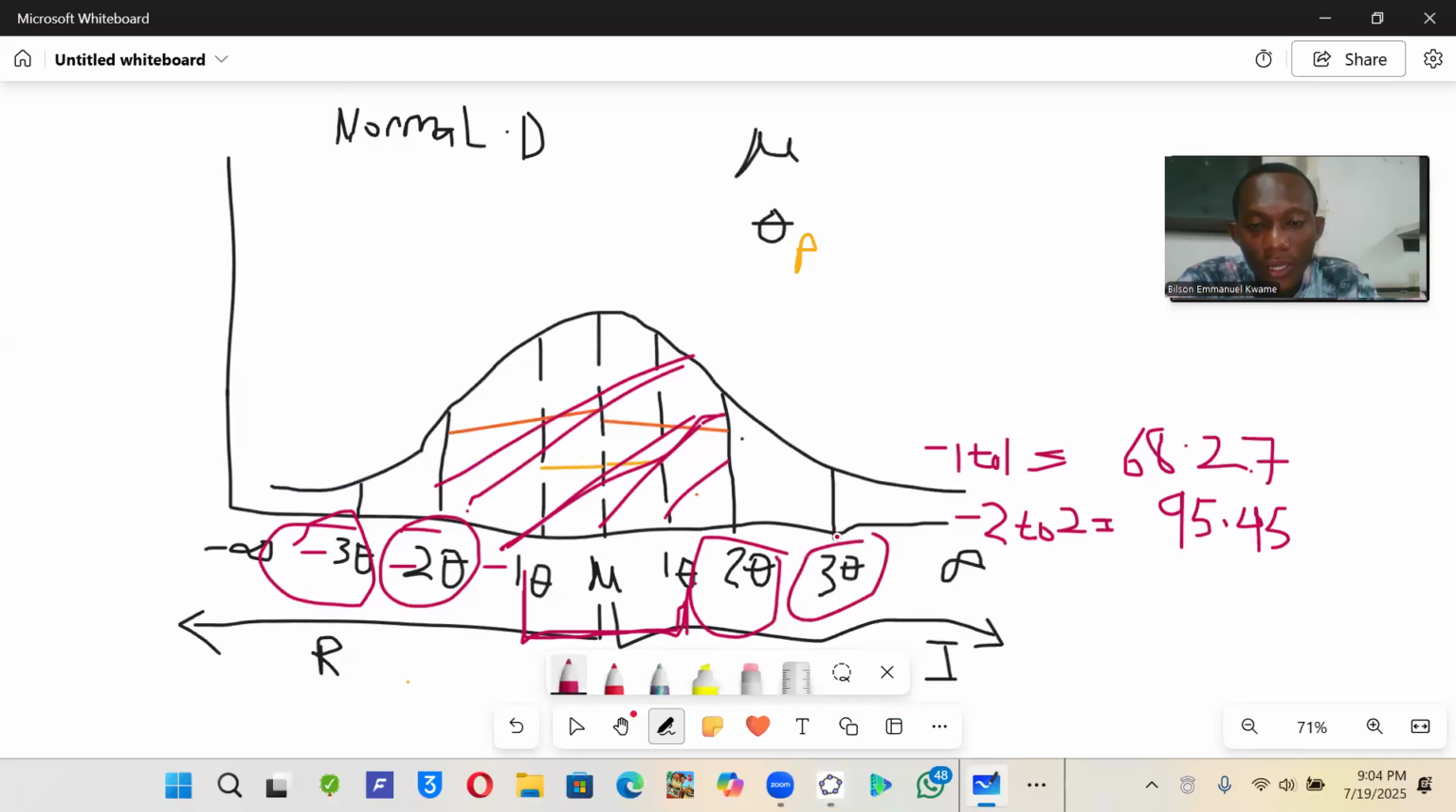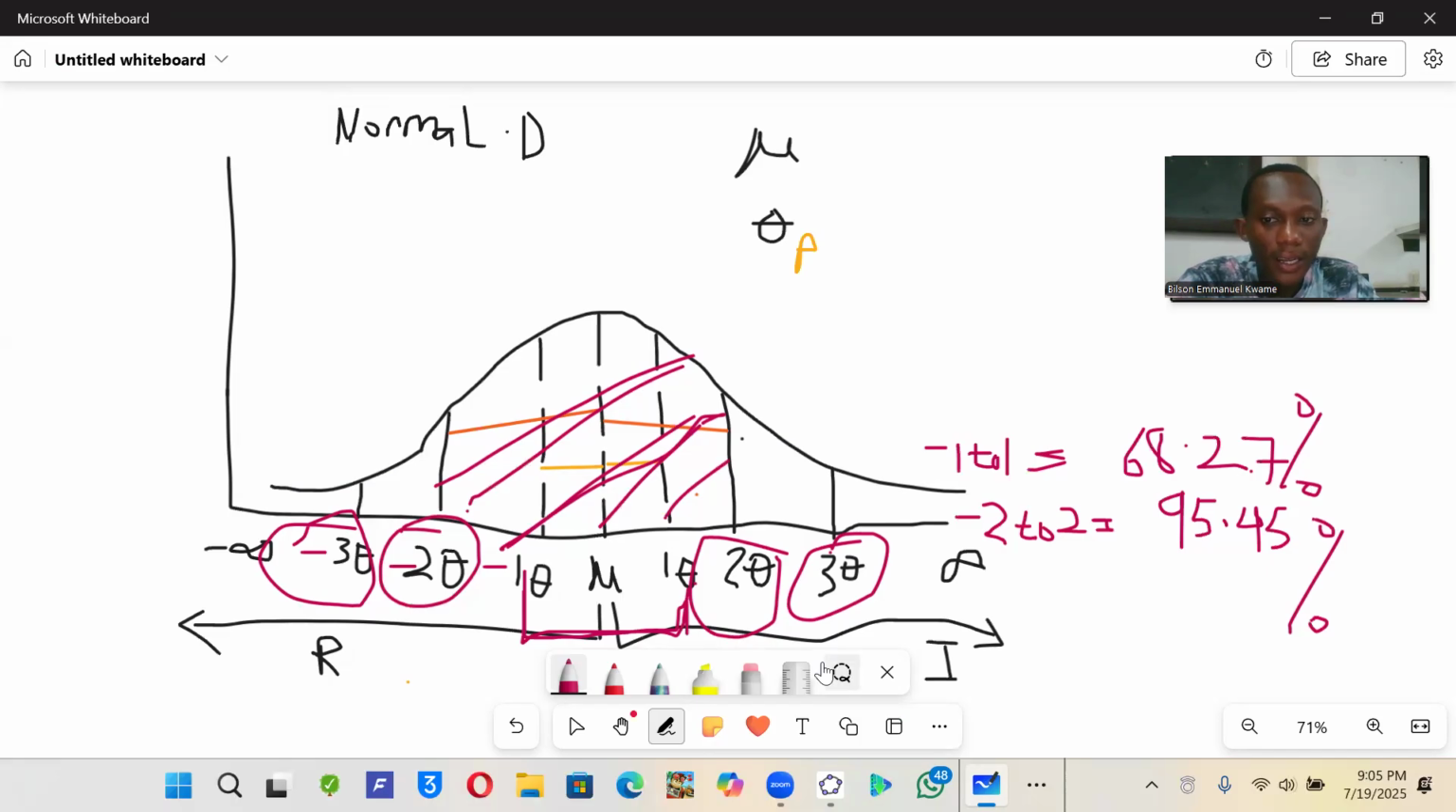Now what if we want to know the distance from the corresponding -3 to the corresponding 3 theta? What is the percentage, right? So all these that I've written are in percentage.